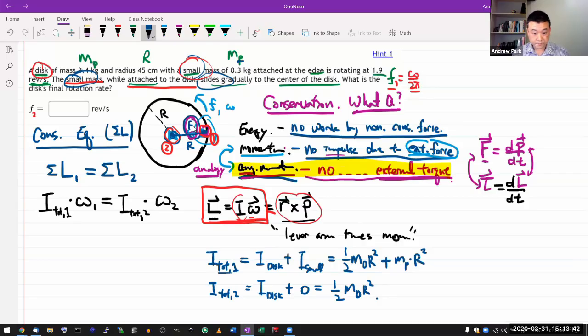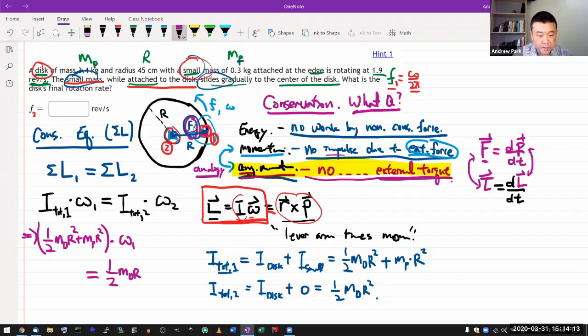So all right, let me plug those in and get the expression. So my initial angular momentum is 1/2 m_d r squared plus m_p r squared, times omega 1, is equal to the rotation inertia after the mass has slid to the center, 1/2 m_d r squared, times omega 2.